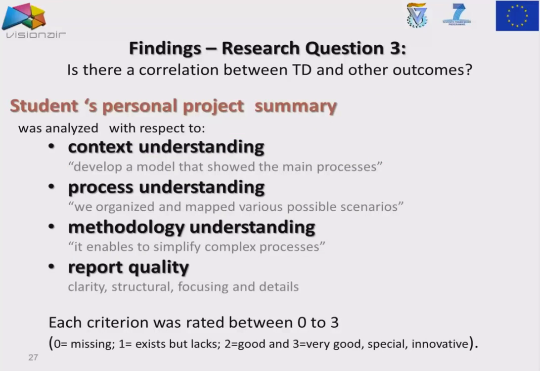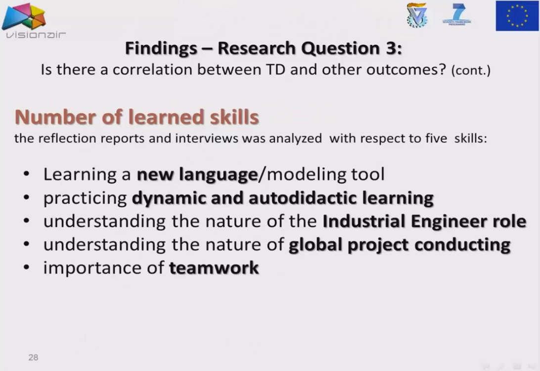For the third research question, we used quality analyzing first. We took the personal project summary of each student and we analyzed it with respect to four ideas. First, we look for content understanding, we look for process understanding, methodology understanding, and report quality. Each criterion was rated between 0 to 3. This was the analyzing of the first outcome of students.